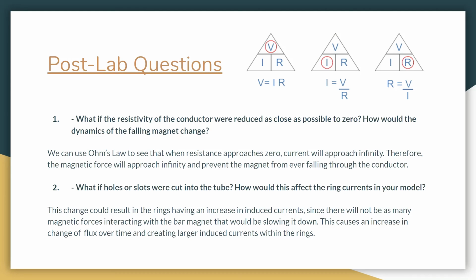But this will also result in an increase in the change of flux over time. Since the bar magnet is now increasing its velocity, so too will the change of flux over time. If we just look at a single ring on the conductor, we're going to see an increase in that change of flux over time. Due to that increase, we're going to have larger currents in each of those rings inside the conductor. So basically, there's going to be an increase.